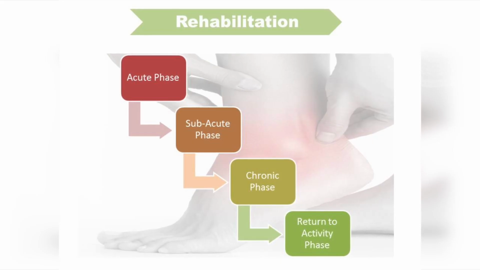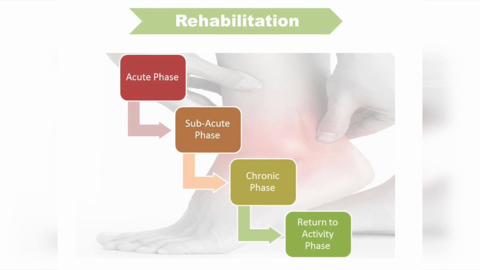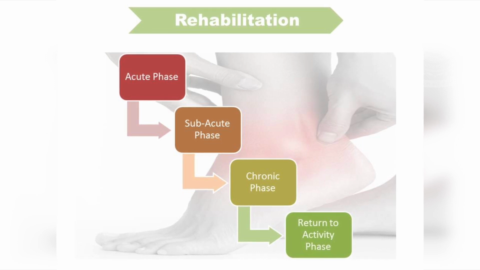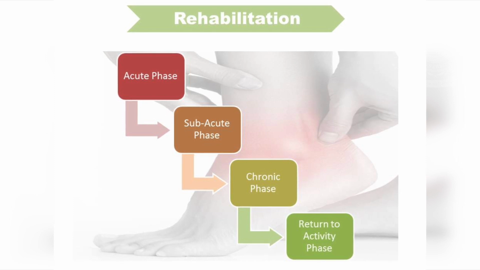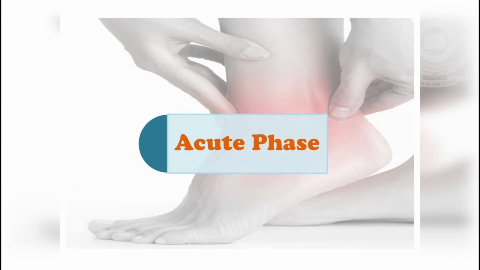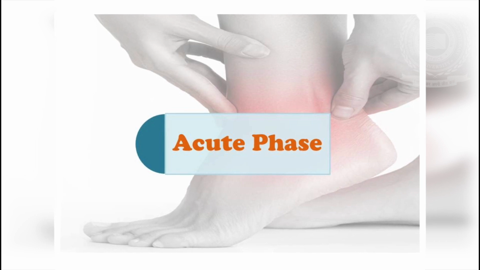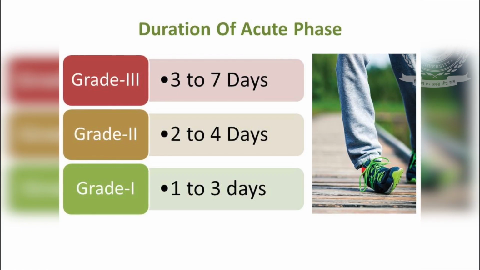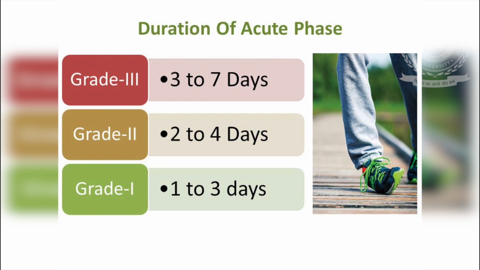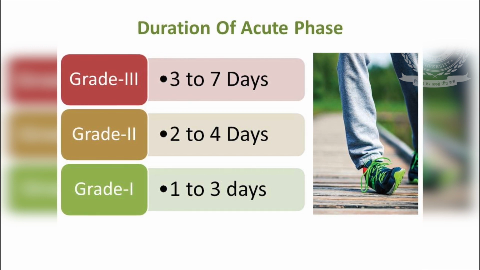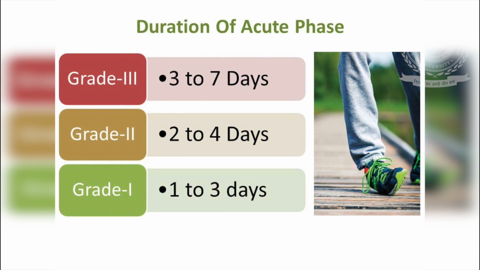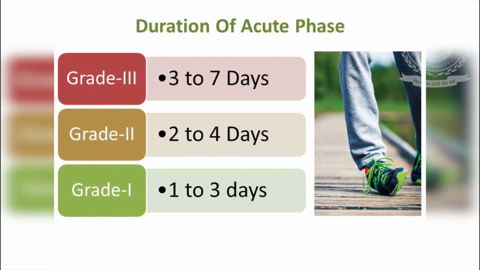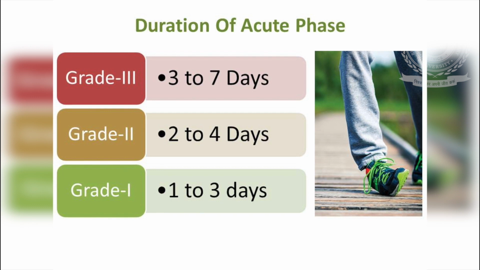The rehabilitation is done in 4 phases: acute phase, subacute phase, chronic phase, and return to activity phase. So let us discuss the acute phase. The duration of the acute phase in grade 1 is usually 1 to 3 days. For grade 2, it is 2 to 4 days. For grade 3, it is 3 to 7 days.